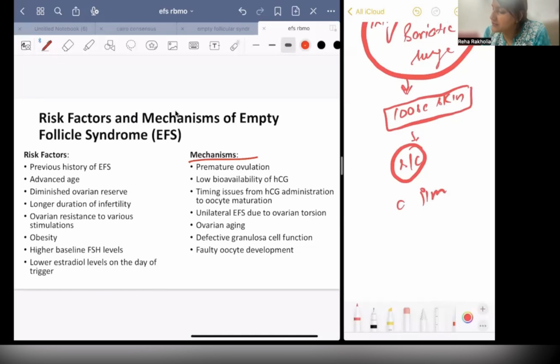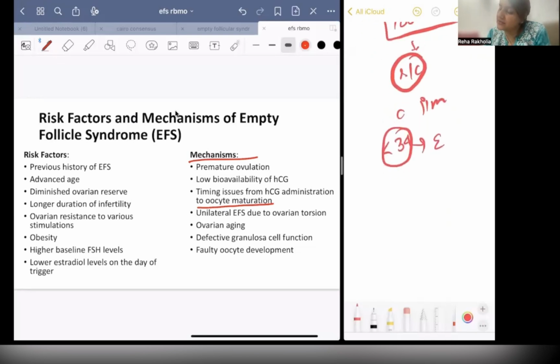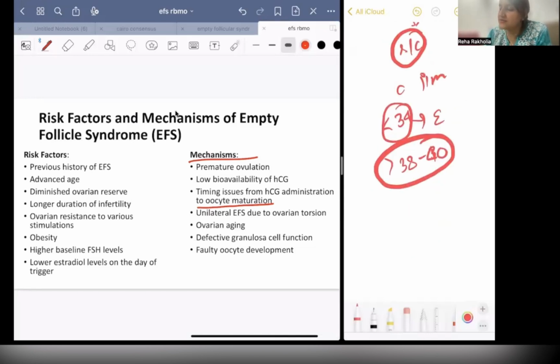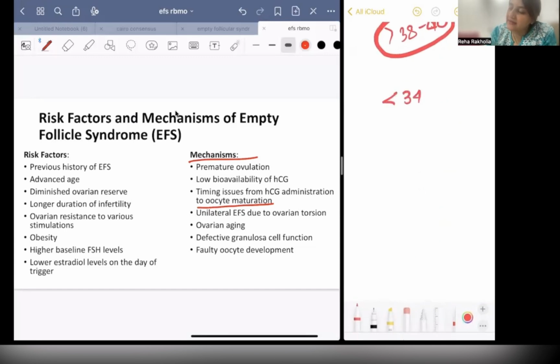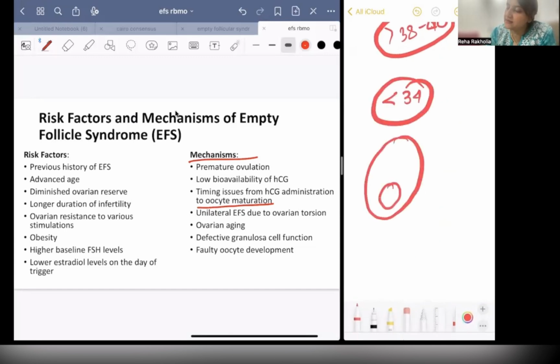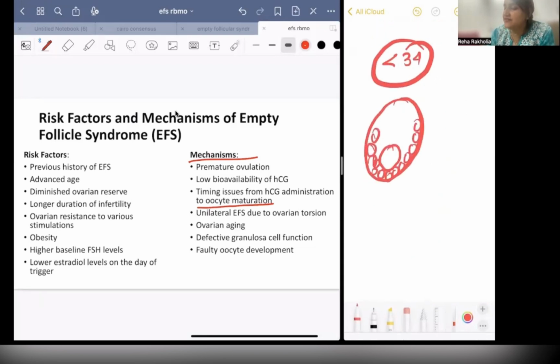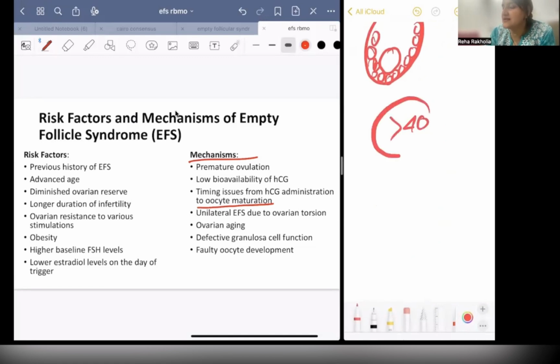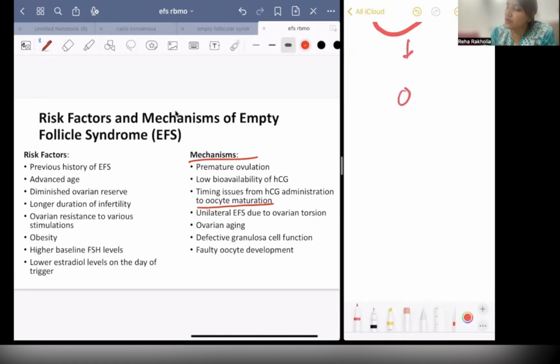Now, timing issue for HCG administration to oocyte maturation. If it's done before 34 hours, then also there will be EFS. If it's done after 38 to 40 hours, then also there are chances of having EFS. Because if it's done before 34 hours, then the oocytes are adhered to the cumulus very tightly. And if it's done after 40 or 38 hours, then ovulation has already occurred. Now we won't get any oocyte in the follicle. So timing is very important.